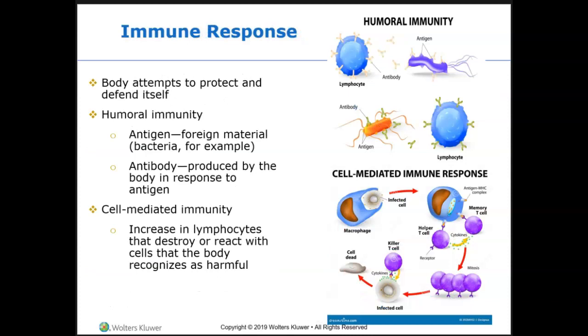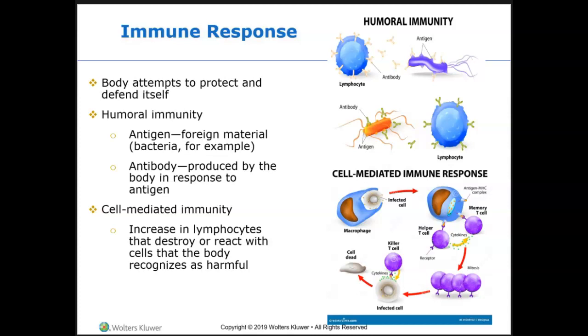So then we have our immune response. Our body's immune response is its way of protecting and defending itself against all of these different pathogens, right? We have two different types of immune response in the body: humoral immunity and what we call cell-mediated immunity. Now, a lot of this is going to be review from anatomy and physiology. So if you already know this, you could probably fast forward. If you don't, then definitely keep listening.